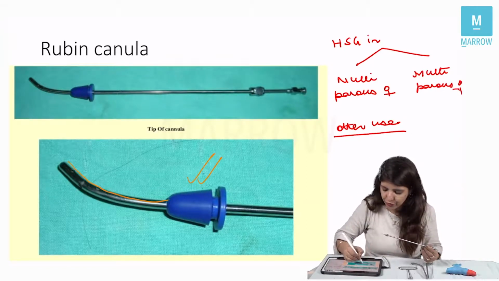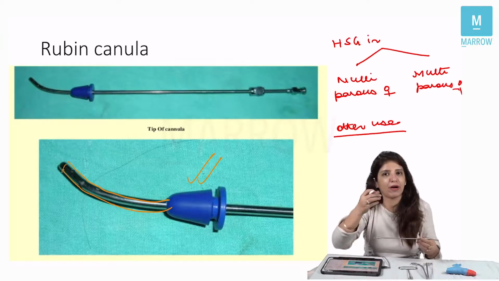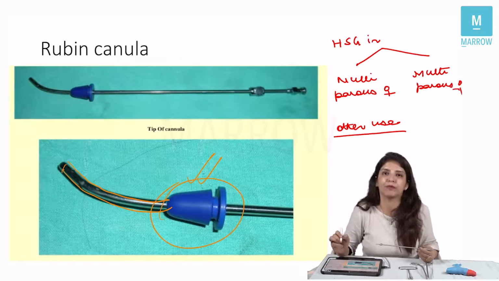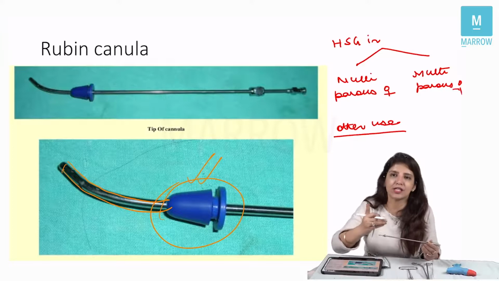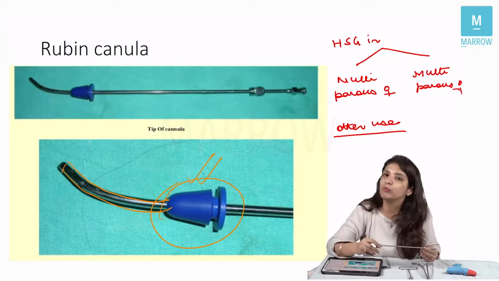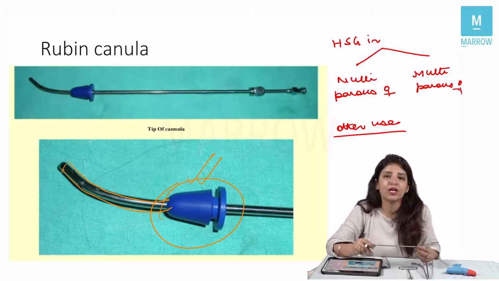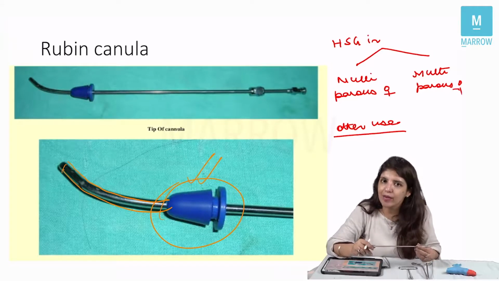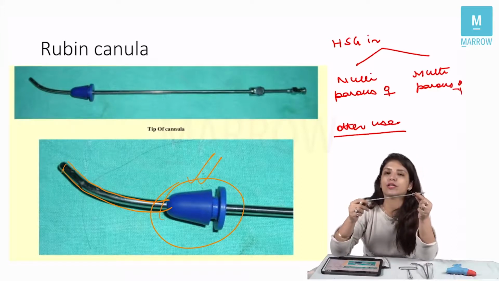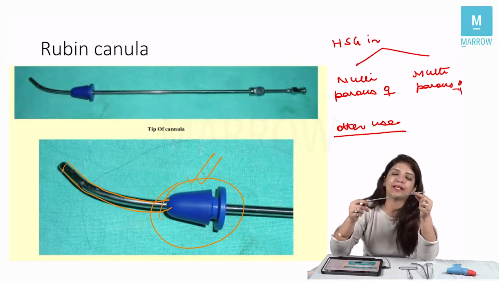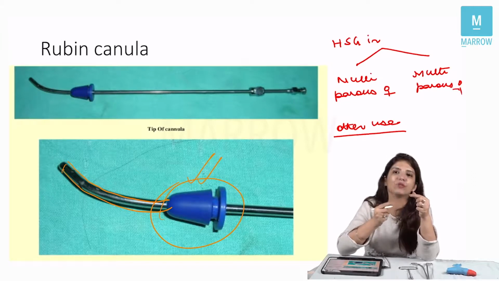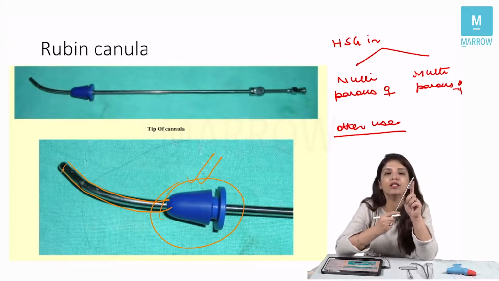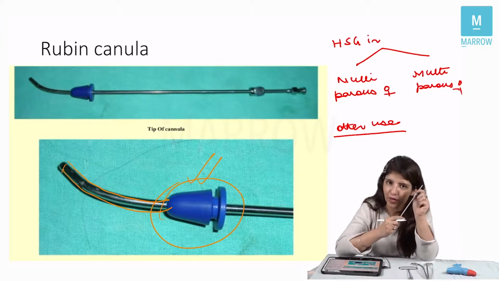It has a curved end, right? So the distal part will be curved and there will be a rubber stopper. If you are getting a cannula where there is a rubber stopper and the distal end is curved, that is a Rubens cannula. A Rubens cannula is used for doing HSG in a nulliparous female, and the Leach-Wilkinson cannula is used for doing HSG in a multiparous female. The advantage of the Rubens cannula is that you can also use it to manipulate the uterus, but you cannot do that with a Leach-Wilkinson cannula.